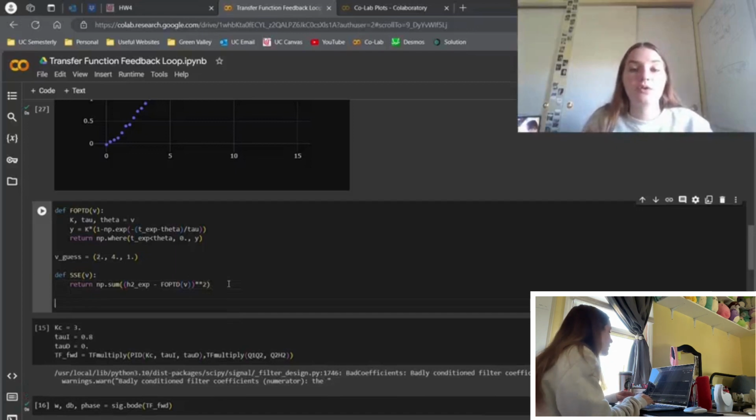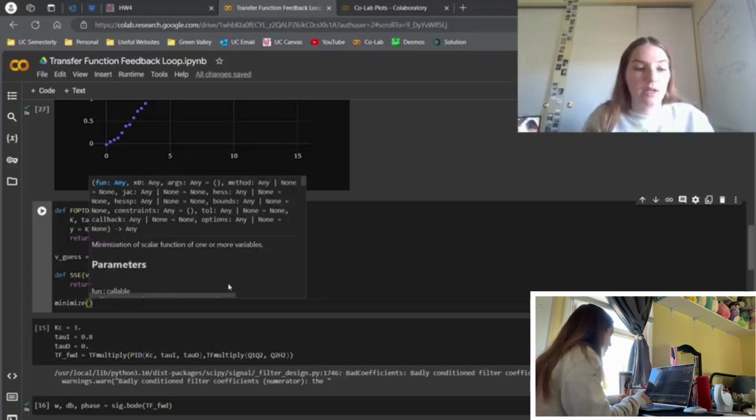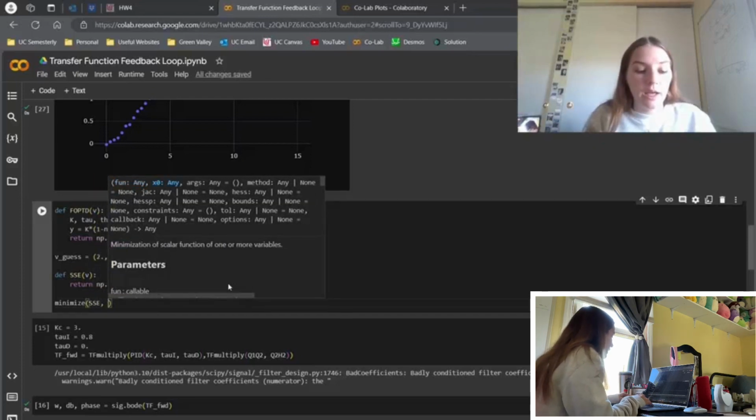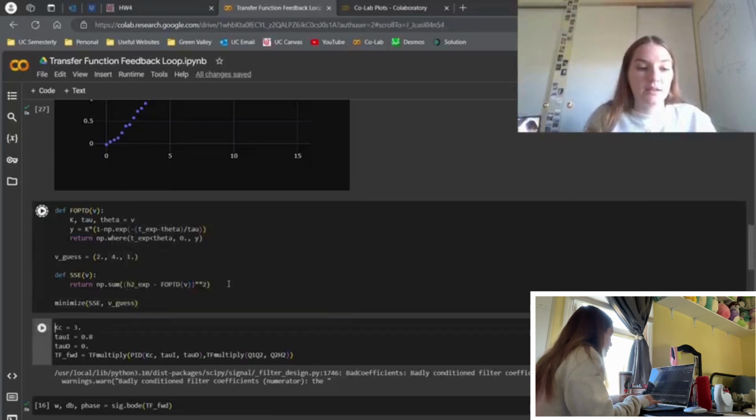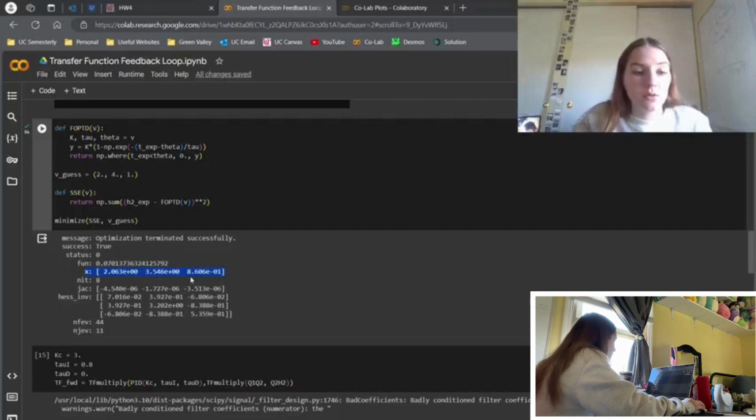And one last thing, we are going to try to minimize our sum squared error to give us the best graph that we can get. So we're going to use minimize, and then we need to tell it that we're looking at our sum squared error function, and we need to provide it with our initial guesses of our system. So we can see that we reach the most stable we can at our k equal to 2.06, our tau equal to 3.55, and our theta equal to 8.6 to the negative first, so that would be 0.86.